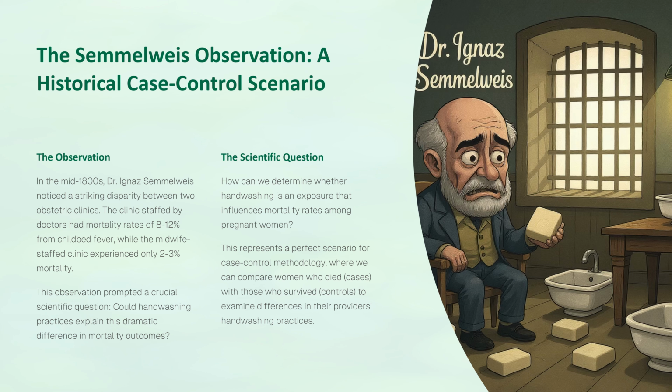So this observation prompted him to say, could hand washing explain the differences here? And so the scientific question was, how do we determine whether hand washing is an exposure that influences mortality rates amongst pregnant women? This represented a perfect scenario for case control methodology. So what he wanted to do was compare women who died, cases, with those who survived, controls, and to examine the differences, the cause, in the providers' hand washing practices.